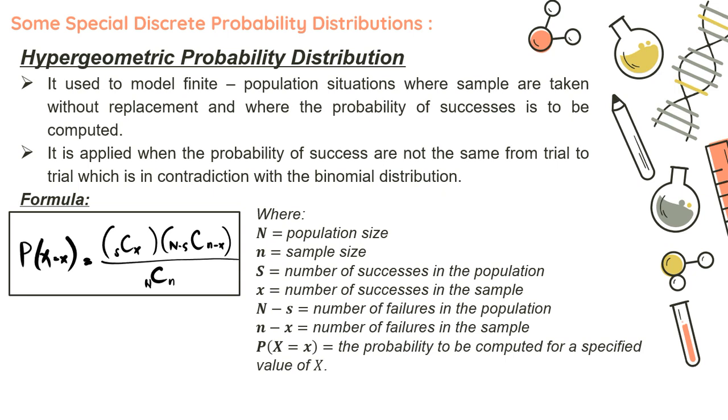So, this is the formula. P of x is equal to x is equal to SCx times N minus SCn minus x over NCn. Where big N is the population size, small n, the sample size, S is the number of success, X is the number of success in the sample, N minus S, number of failures in the population, n minus x, number of failures in the sample, and then what we are solving is the probability or P of X, or X is equal to x.